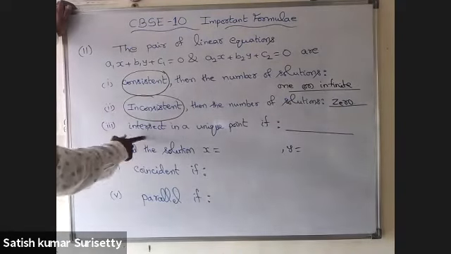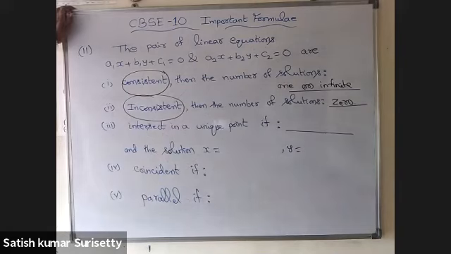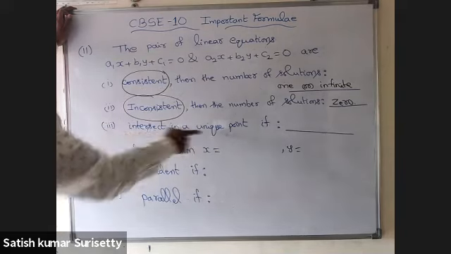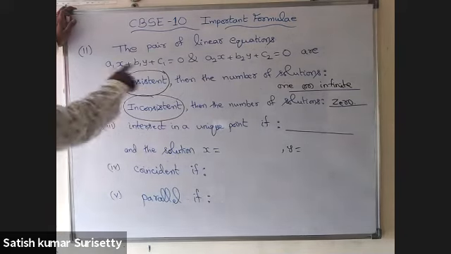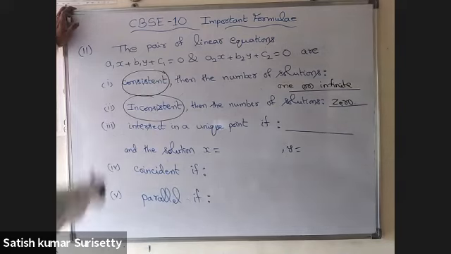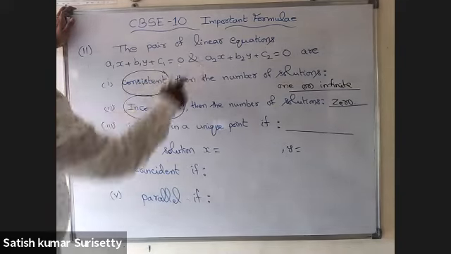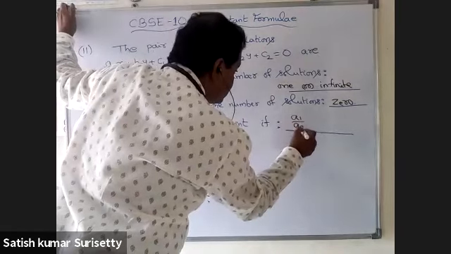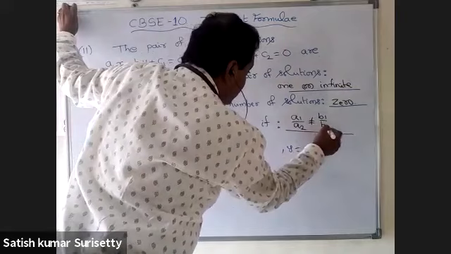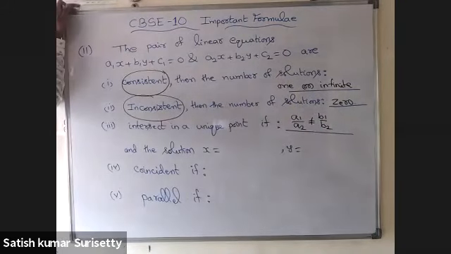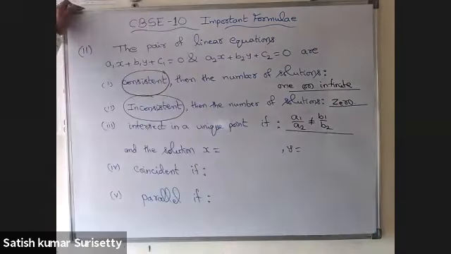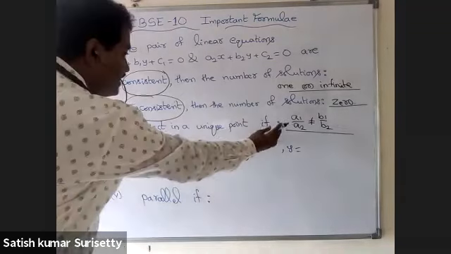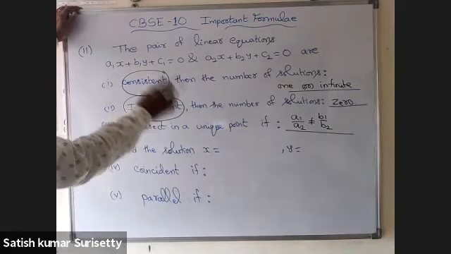Next, intersect in a unique point. That means when you plot this in the same coordinate plane, they are intersecting at a unique point. Under what condition of the coefficients? The condition must be a1 upon a2 is not equal to b1 upon b2. So the ratio of the coefficients of x must not be equal to the ratio of the coefficients of y. Once this condition is satisfied, then you will have a solution.